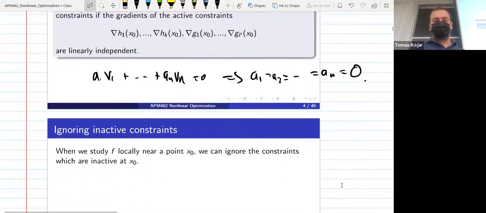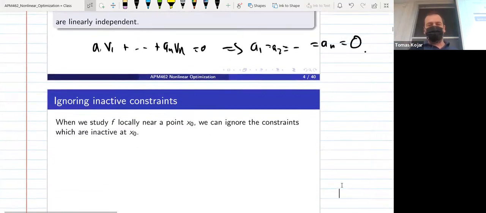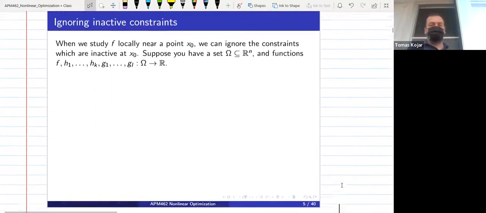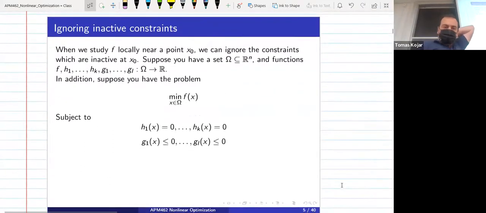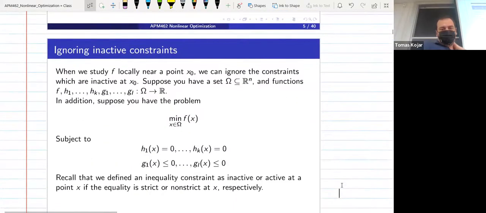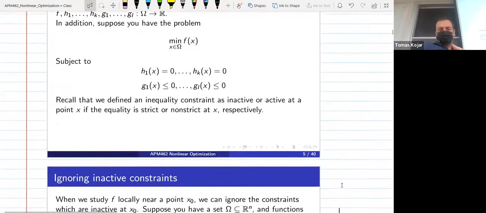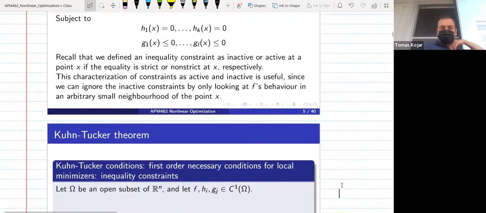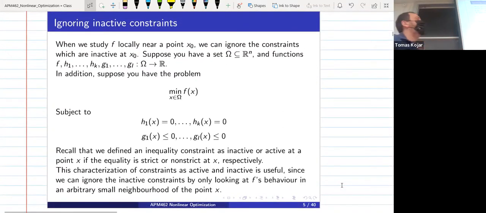All right, let's come back to this thing. When you study it locally, we can ignore the inactive ones. So let's go deeper into this. Again, you have your constraints, some of equality, some of inequality. Okay, so how shall I say this?